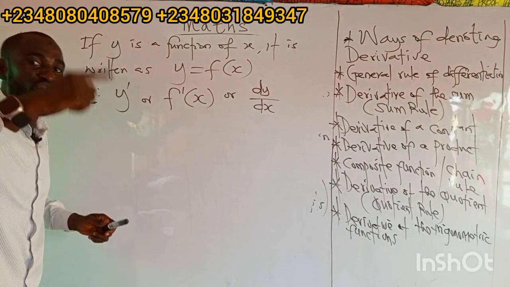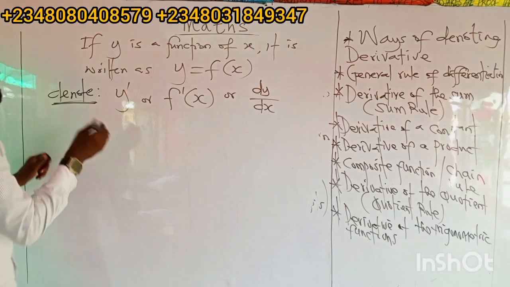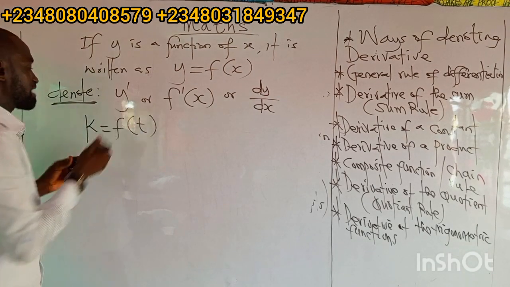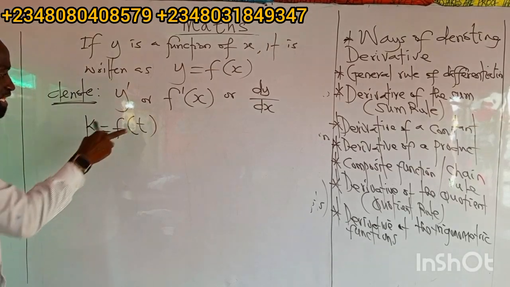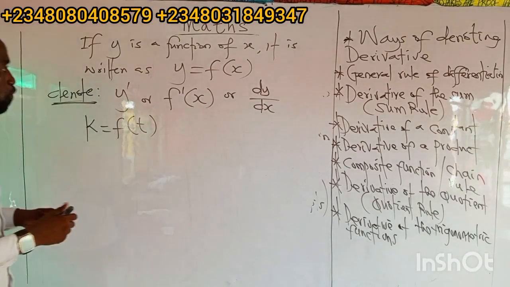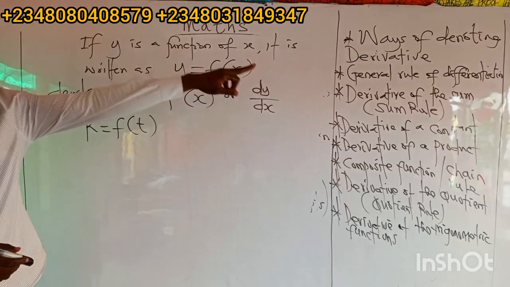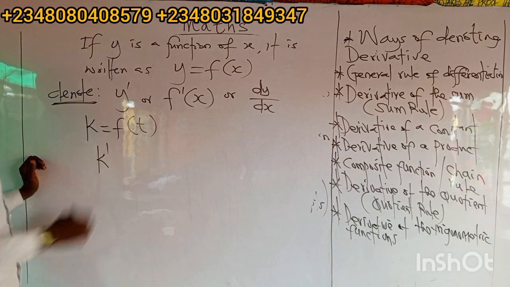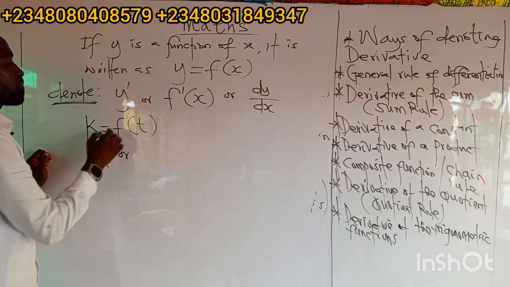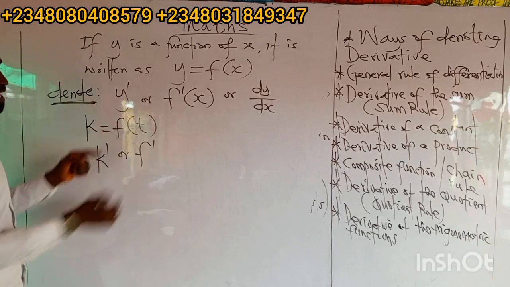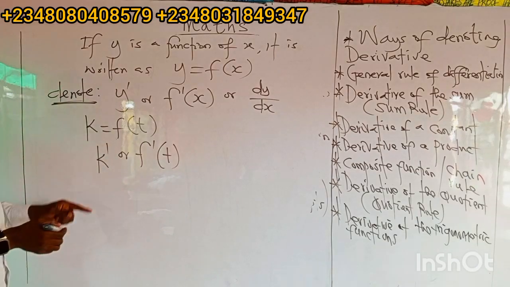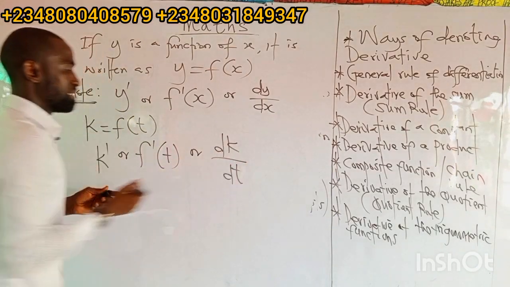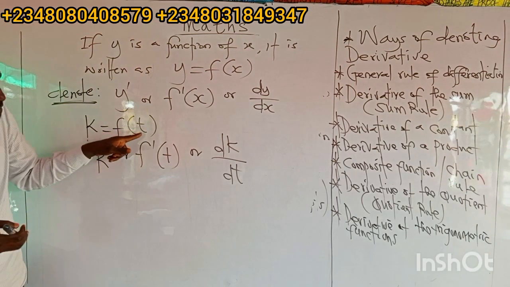If k is now a function of t, in this case it means our k depends on t. So how do you now denote the derivative of this one? It will be k prime, or we say f prime of t, or we say dk/dt, because k depends on t.